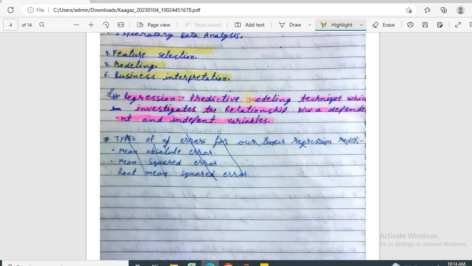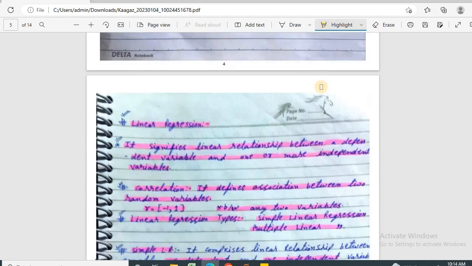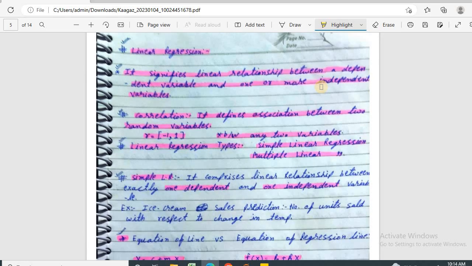Regression is the predictive modeling technique which investigates the relationship between dependent and independent variables. That is, what is the relationship between independent and dependent variable. Now comes linear regression.